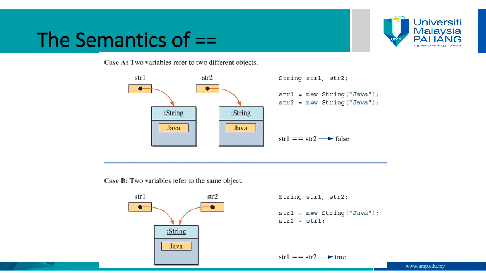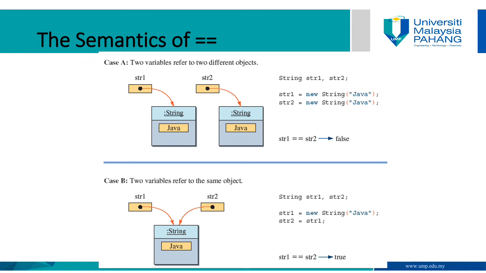So that is false. How? It's supposed to be correct, right? Because str1 and str2 both have the string Java in the correct order. It's supposed to be true. It's false because of the use of the equality operator, the double equals operator here.